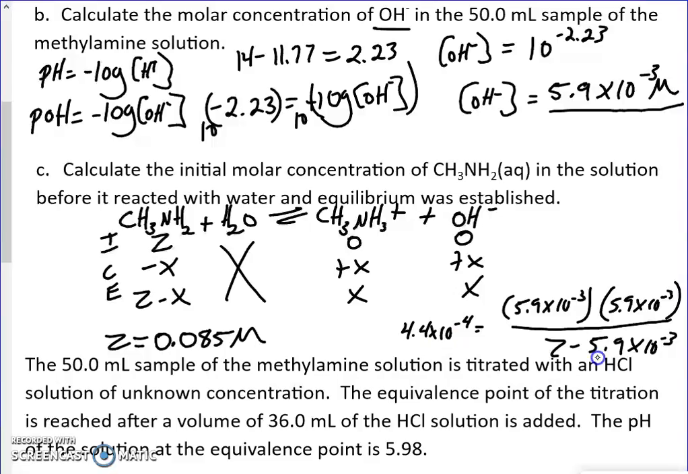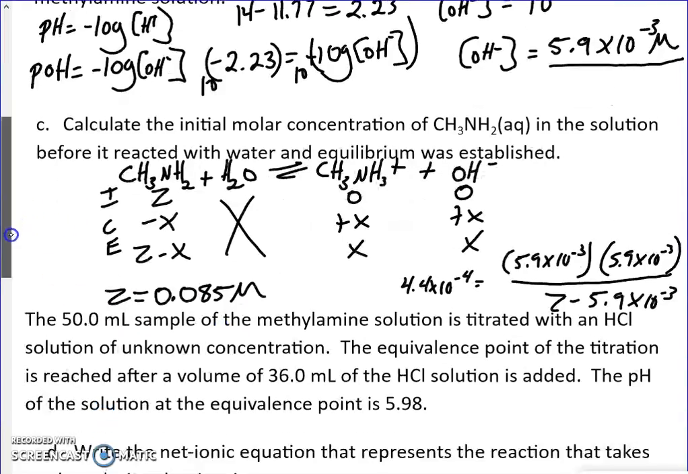Basically, I'm multiplying Z minus 5.9 times 10 to the negative 3 on both sides, then dividing by the 4.4 times 10 to the negative 4th. I'm not distributing it to the Z or anything like that. I'm just going to divide it right over. Solve this out, so 5.9 times 10 to the negative 3 times 5.9 times 10 to the negative 3 divided by 4.4 times 10 to the negative 4th. So this is now over here. And then add the 5.9 times 10 to the negative 3 on both sides. So again, we get 0.085. Make sure you can get that.